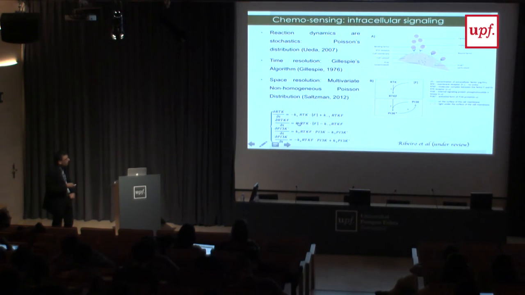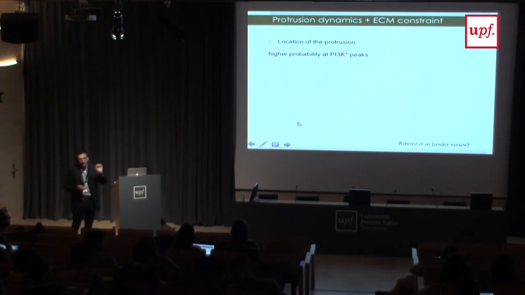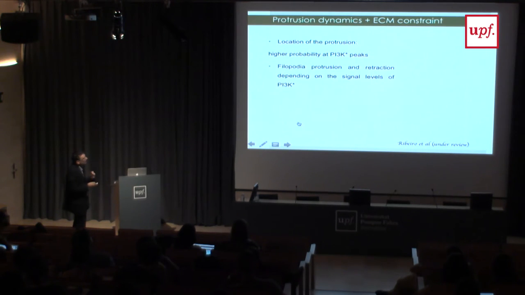So with this idea, the place where normally the peaks of PI3K are is where the location of the protrusion is going to appear. And the size of the protrusion is going to grow depending on the stiffness of the matrix. And also it's going to retract, and it's going to create these dynamics. And in function of this dynamic, the cell is moving.